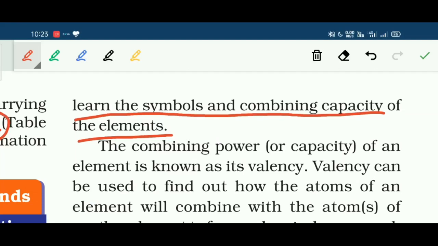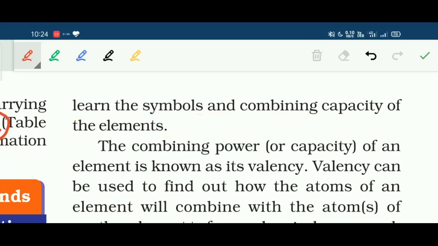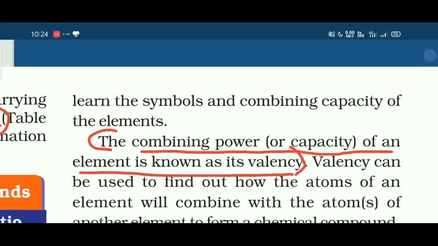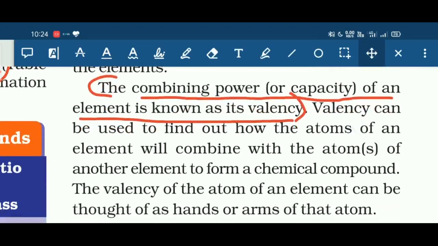That means you have to learn the symbols as well as the combining capacities, which means valencies, of the various elements. Now the question is, what is valency? Valency means the combining power or capacity of an element. That is called valency, and it can be used to find out how the atoms of an element will combine with the atom or atoms of another element to form a chemical compound.